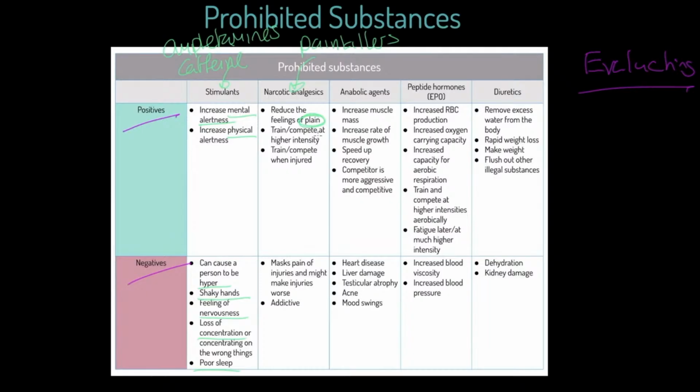Anyway, we train and compete at higher intensity because we don't feel the pain of that kind of intensity. So that's good. And we train and compete when injured. Wait, that's good, isn't it? But hang on a second. This masks pain and injuries might make injuries worse. So obviously that might be negative. Oh, and by the way, you can get addicted to these things.